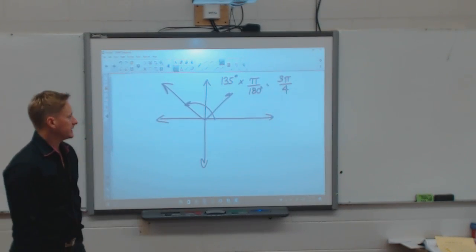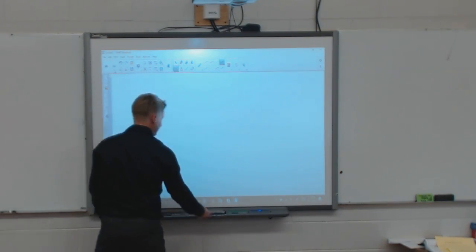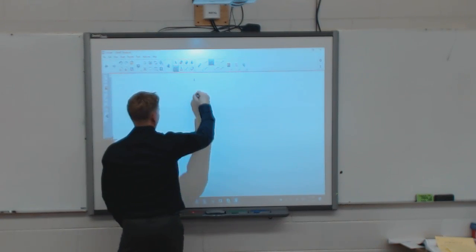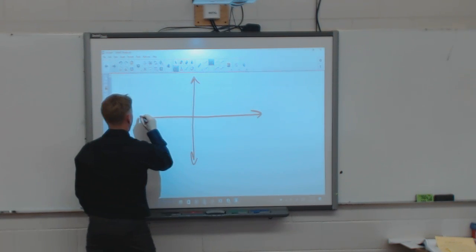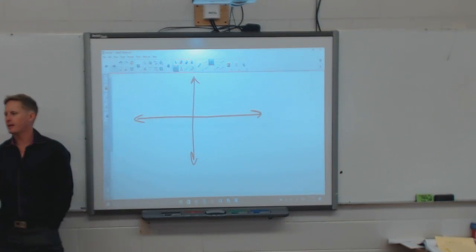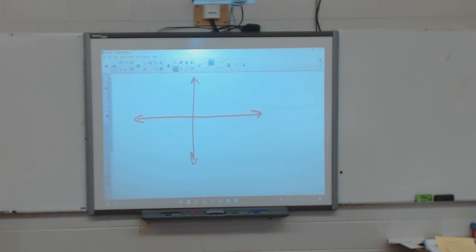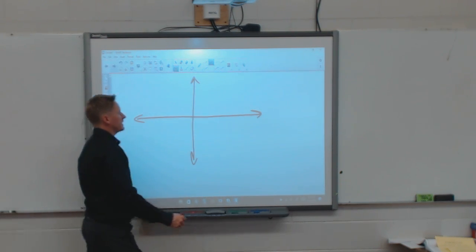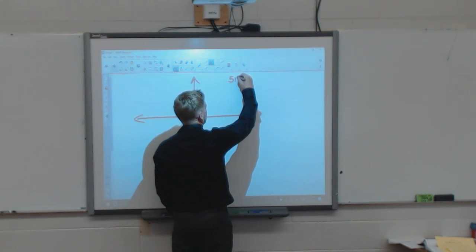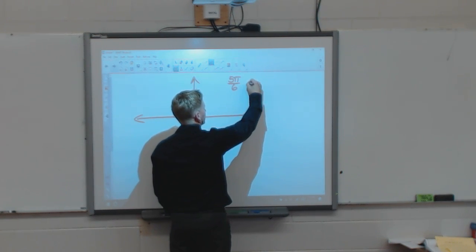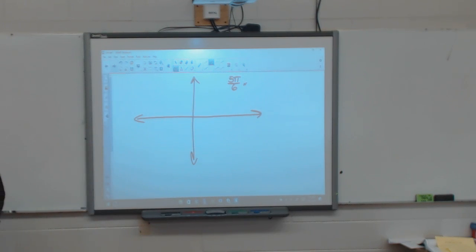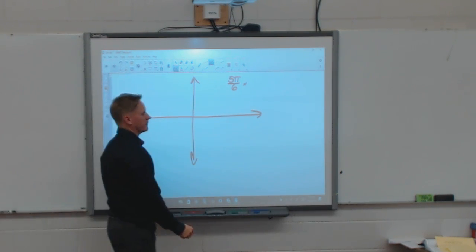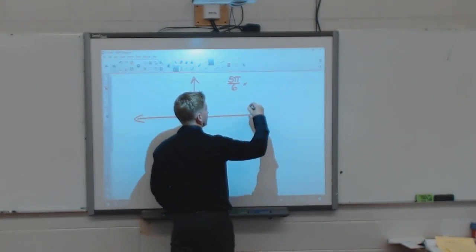5 pi over 6 now. 5 pi over 6, okay. So this is where we have to start really doing some thinking as to how this breaks down for us. So the first thing I would do right now, until you get really good at this, and you will, 5 pi over 6. All right, let's change it to degrees so we know where to draw it.